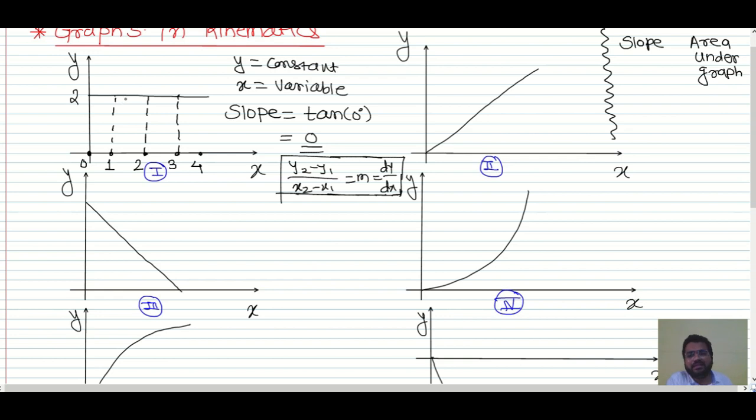And area is nothing but what? Area, you can consider this one, right? Area under the graph. So this is the area we have.